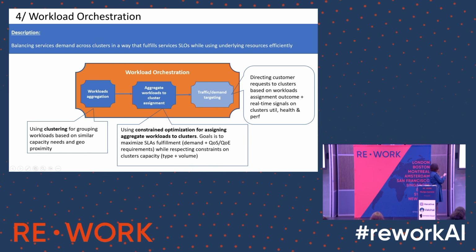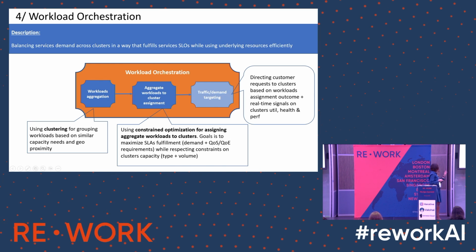And here we explain a bit how AI and ML can play a role in this. For aggregating different workloads, we can use clustering techniques that group workloads together based on similar capacity needs and geo-proximity. So you can say these workloads are most similar to each other, and I'm going to put them together because they have all these things in common, like capacity type, geography, etc.